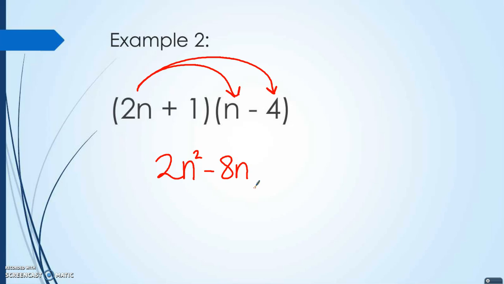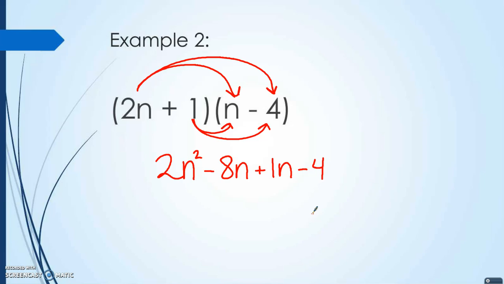That's good, and now I have to take care of that 1 because nothing's happening with that guy. So we're going to distribute with that 1, and it's a positive 1. So 1 times n is just a positive 1n. Okay? 1 times negative 4 is negative 4.